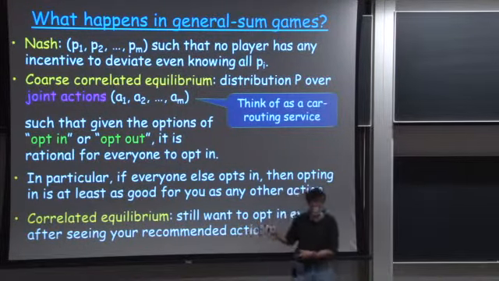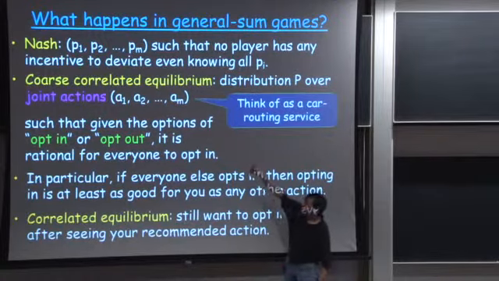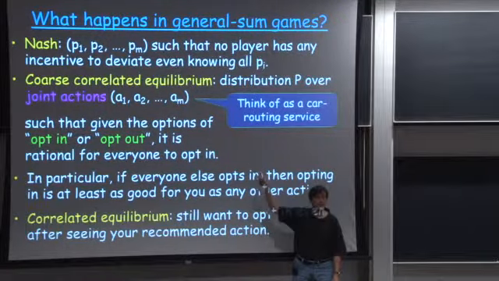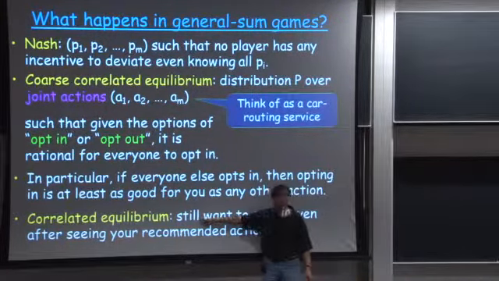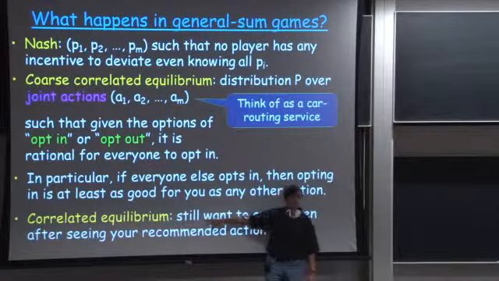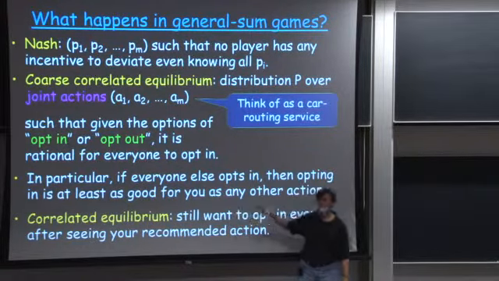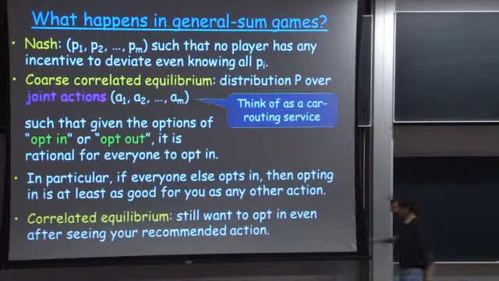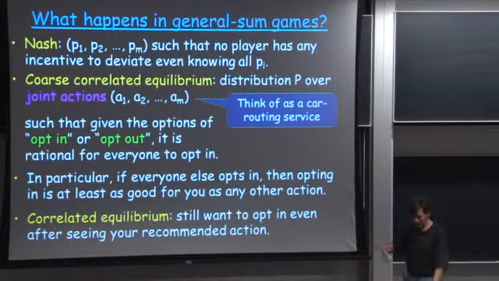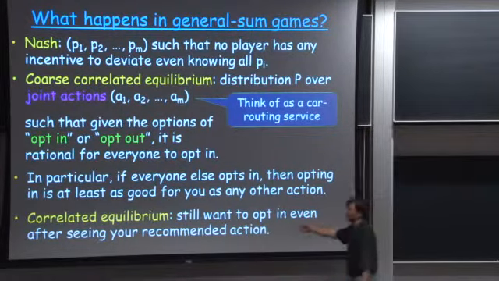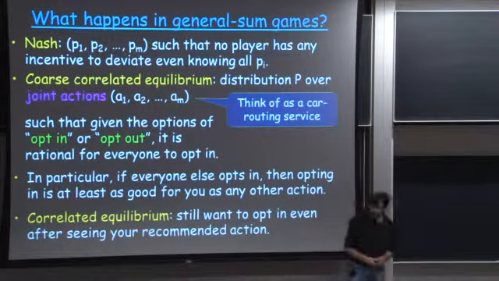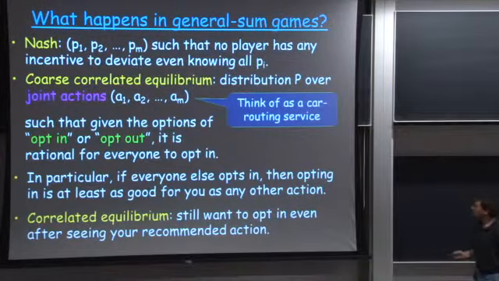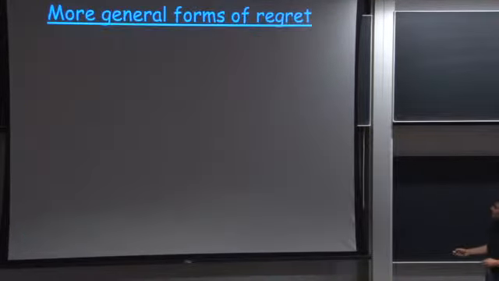So, in particular, a coarse correlated equilibrium can put probability mass on dominated actions. A correlated equilibrium can't, on non-strictly dominated actions. Does that make sense? Because once you see that you're being told to do this thing, you might say, I don't want to. Okay, so that's these notions.